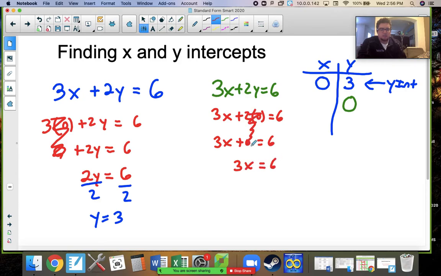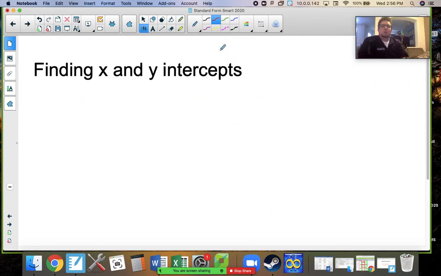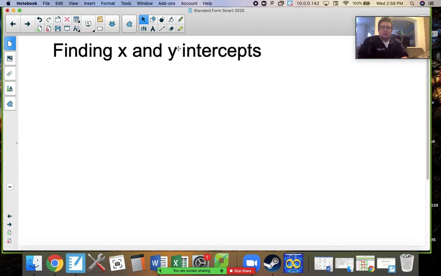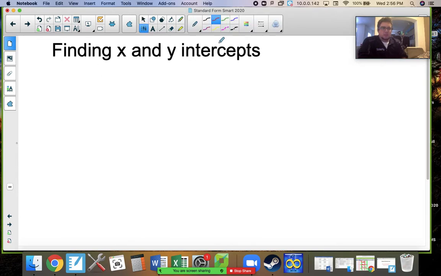All this stuff has disappeared. I divide both sides by 3, and x equals 2. Now I have 2 points that I can plot to find my line. One fatal flaw about standard form is a lot of the time your x and y intercepts aren't going to be perfect whole numbers.